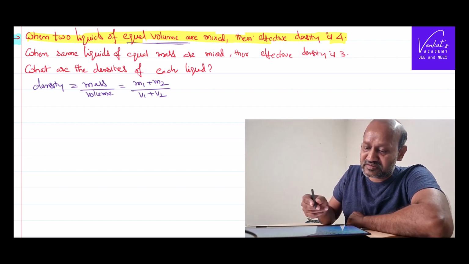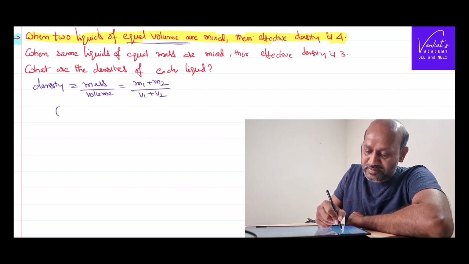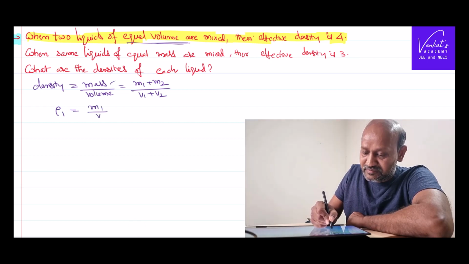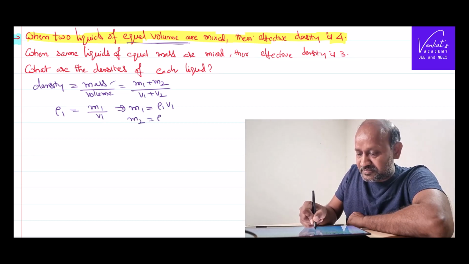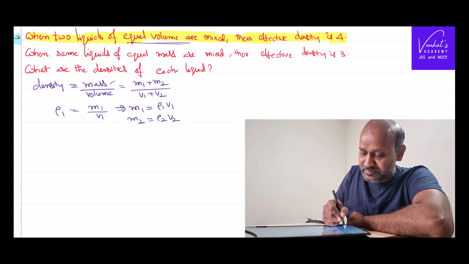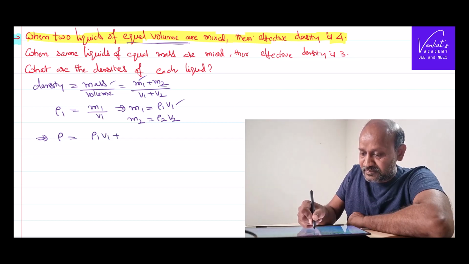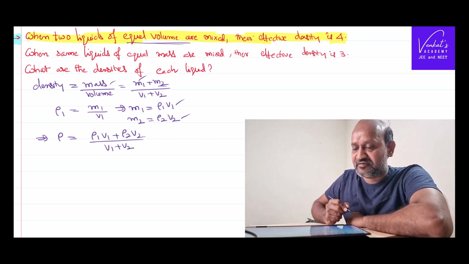So let me assume their densities are rho 1 and rho 2. I can write rho 1 as, based on the same definition, m1 by v1. So in the place of m1, I can just take the v1 to that side and write rho 1 v1. Similarly, in the place of m2, I can write rho 2 v2. That implies their effective density is, in the place of m1, rho 1 v1, in the place of m2, rho 2 v2, by v1 plus v2. This is the general formula.